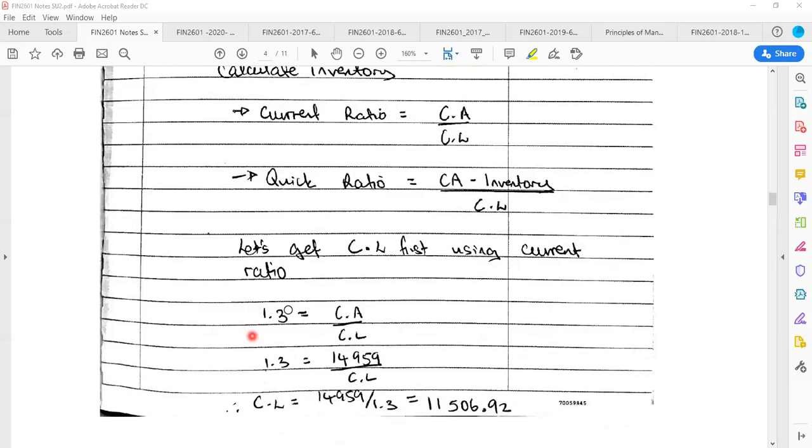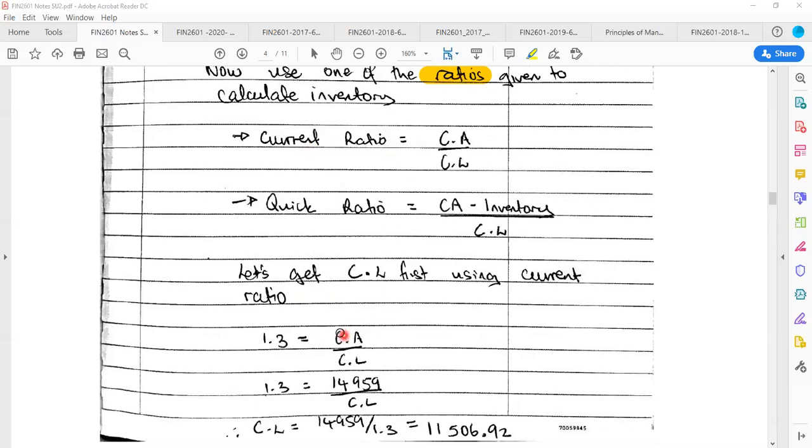Okay. So my current ratio is given by current assets over current liabilities. My current ratio is 1.3. It's equal to current assets, which are 14,959, we've been told that, divided by current liabilities. So here I need to solve for current liabilities. How do I solve for current liabilities here?